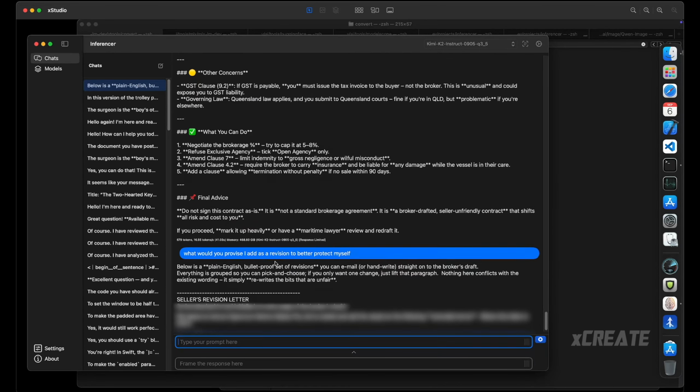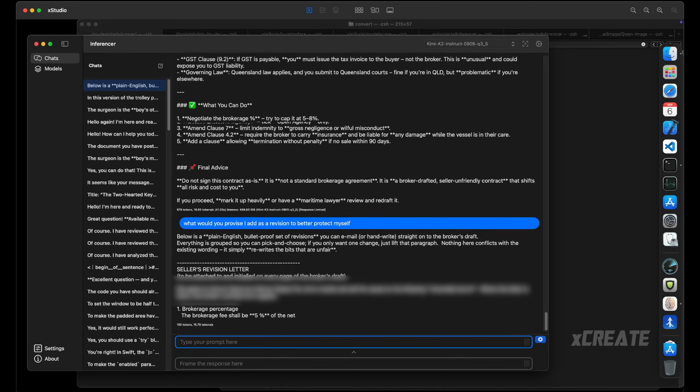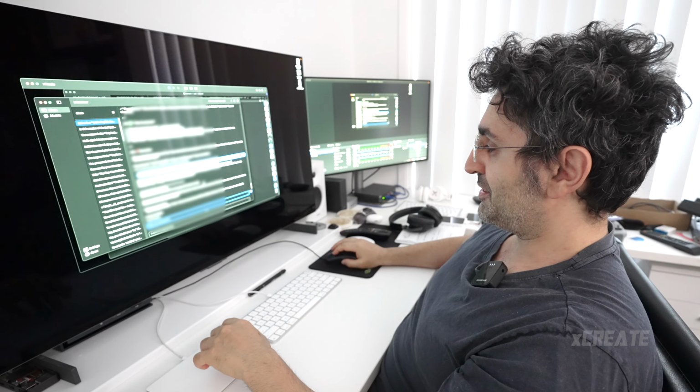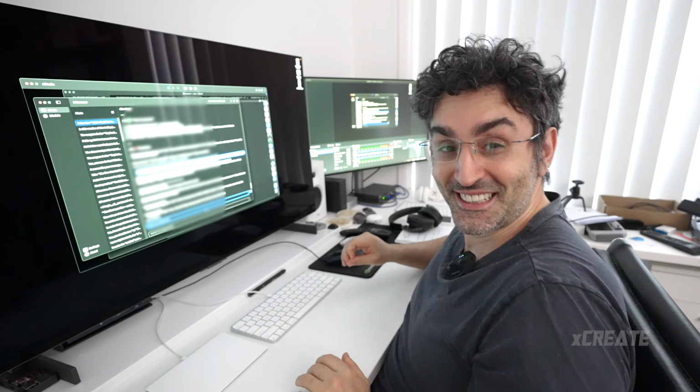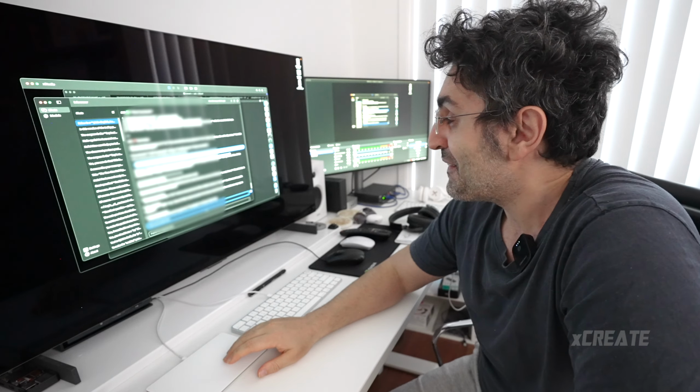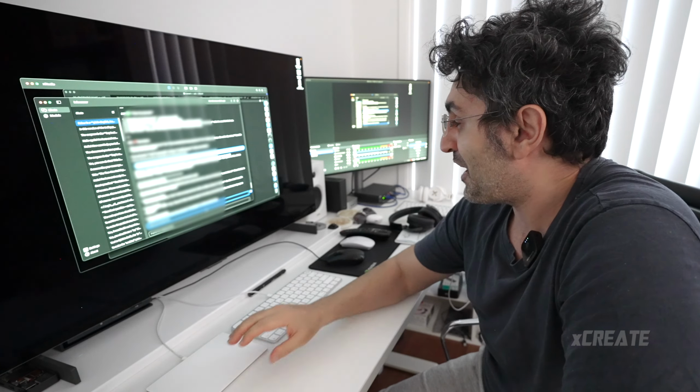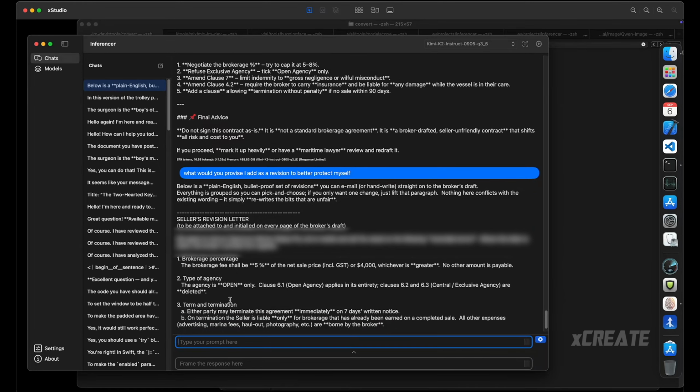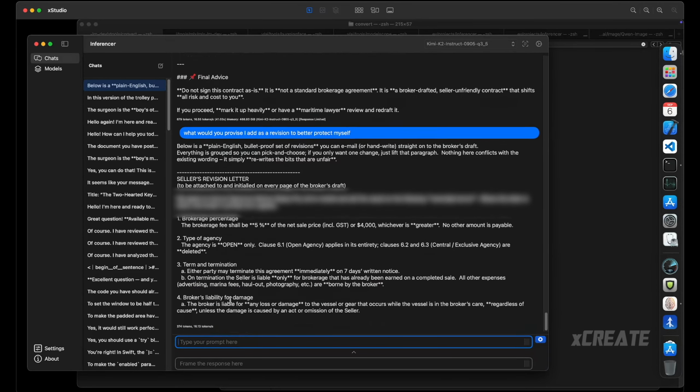So below is a plain English, bulletproof set of revisions you can email. So I might actually have to use this. So the brokerage fee should be 5%. So this guy's negotiated the fee from 10% all the way down to 5% aggressively. I like that. Or $4,000, whichever is greater.